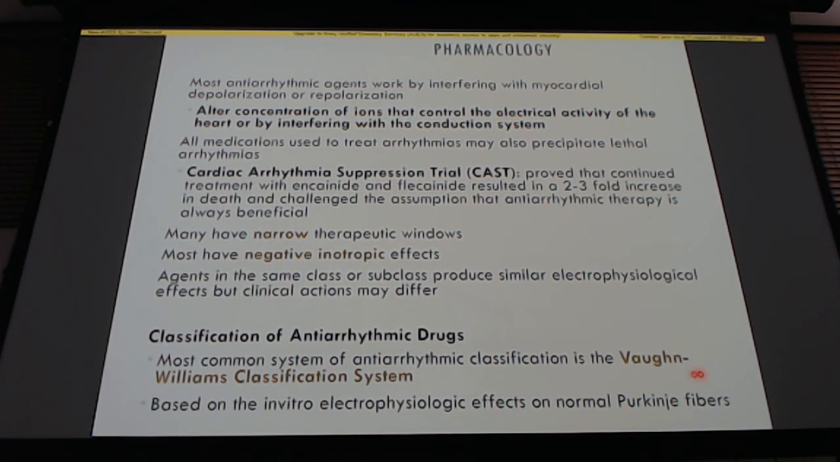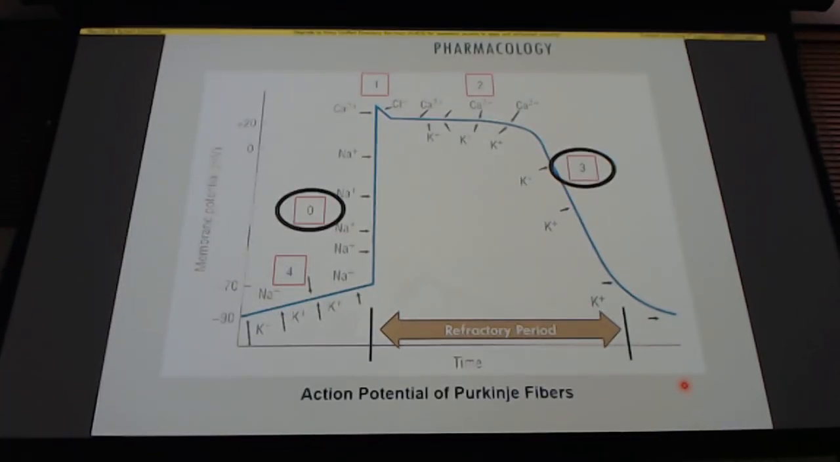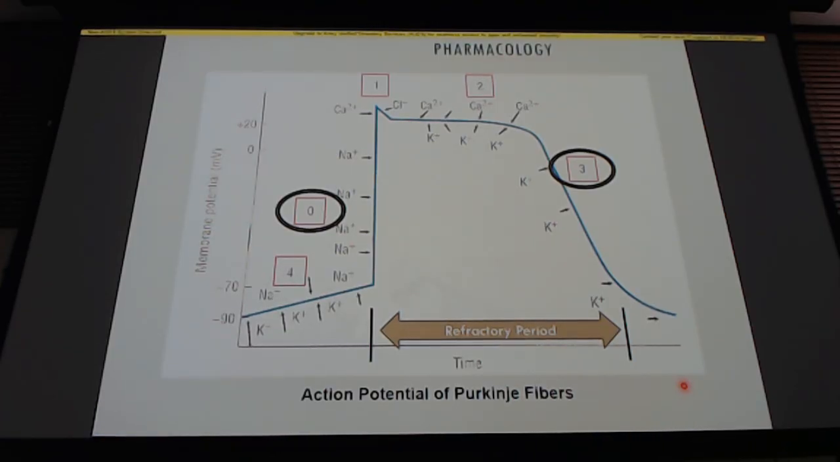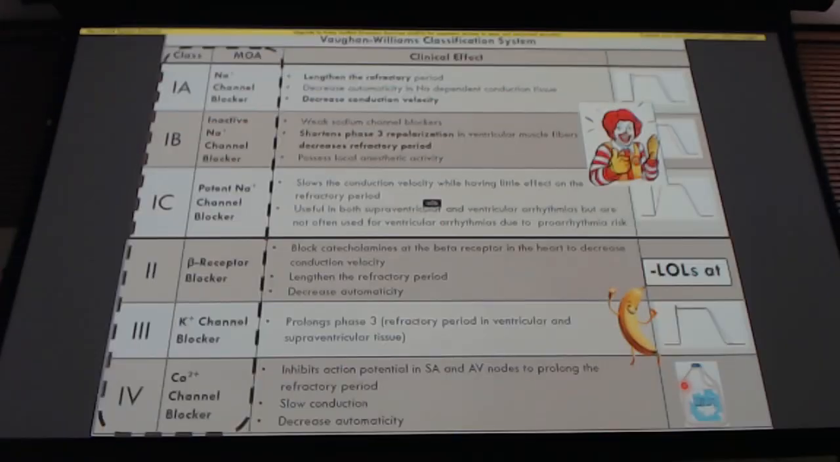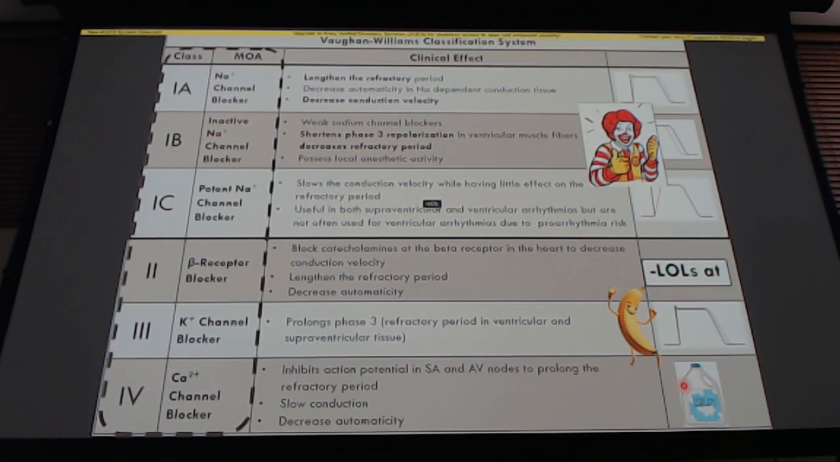And then we already talked about our Vaughan Williams classification system. This is what we're gonna start focusing on as we move forward. So this is again that action potential, showing you a lot of your drugs are hitting that phase 0 and phase 3 when we're looking at what we're targeting for our action potential. So with this, what I want you to focus on is the class and the mechanism of action.